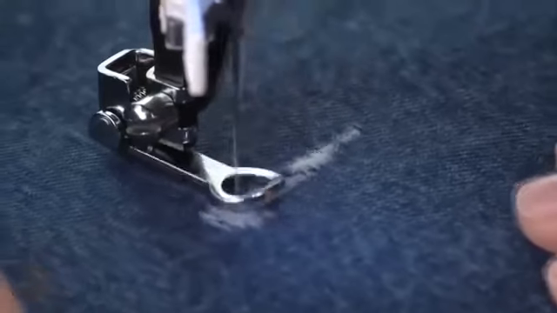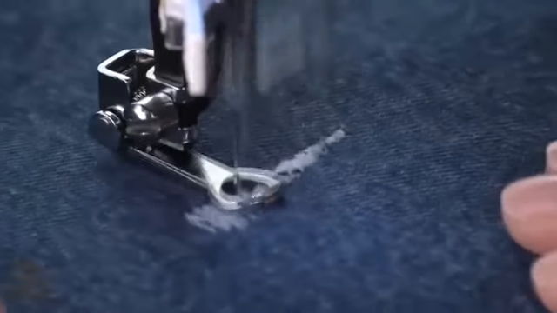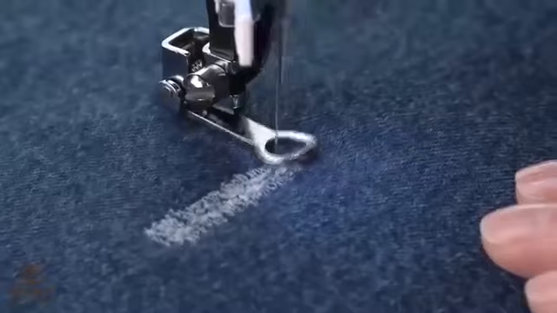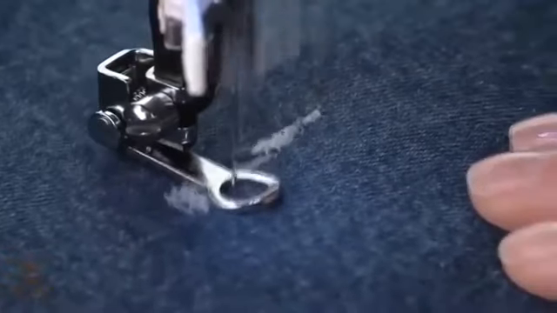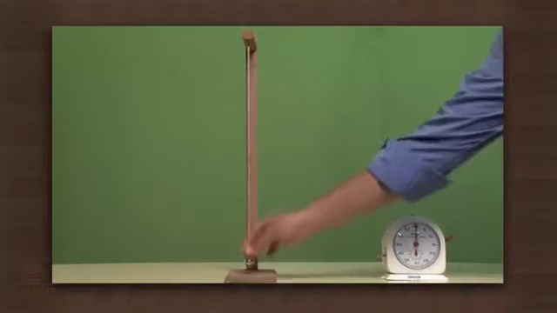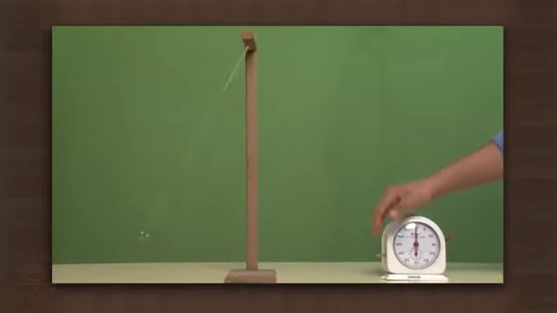How does the needle of a sewing machine move? It moves up and down. This is oscillatory motion. How does a pendulum move? It moves back and forth. This is oscillatory motion.